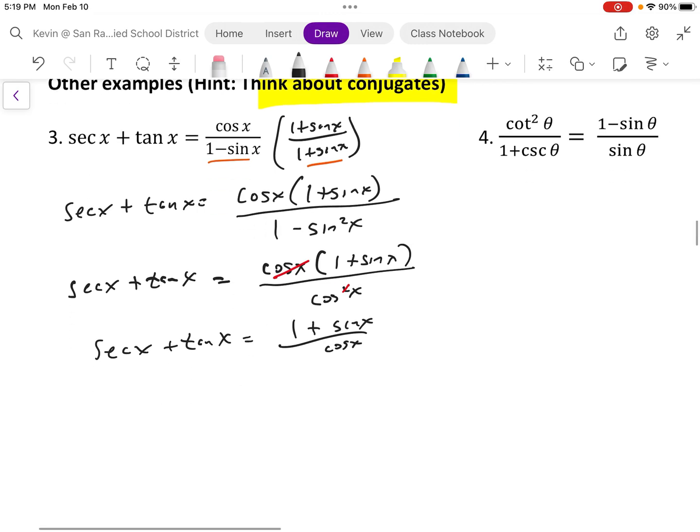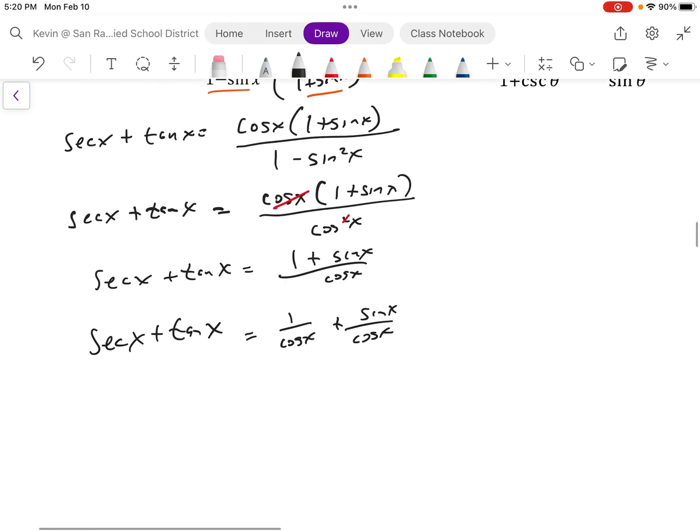Okay, let's split this fraction up into the sum of two fractions. So 1 over cosine x plus sine x over cosine x. 1 over cosine x is secant x. Sine x over cosine x is tangent x. So I have secant x plus tangent x equals secant x plus tangent x. Check. I have verified that one.